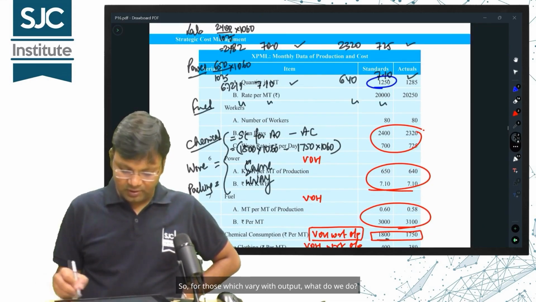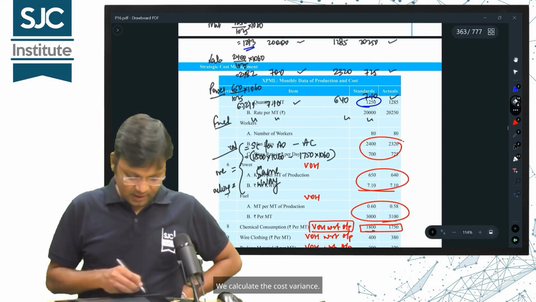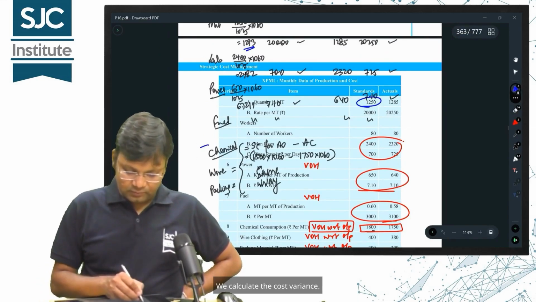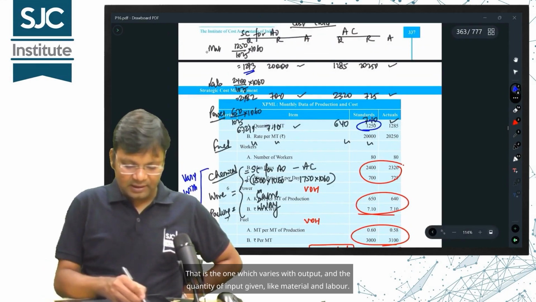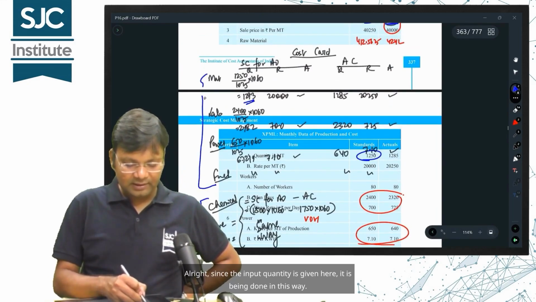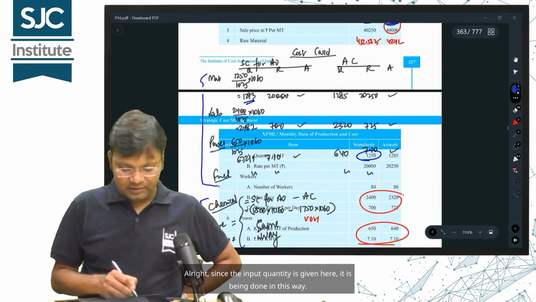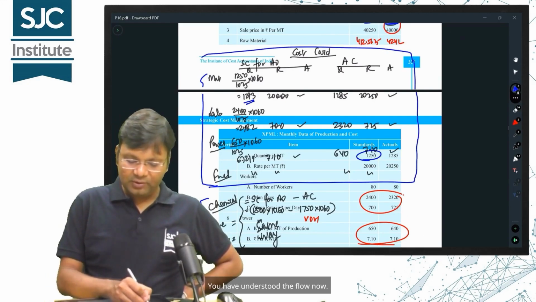So, for those which vary with output, what do we do? We calculate the cost variance. That is the one which varies with output and the quantity of input given, like material and labor. Alright, since the input quantity is given here, it is being done in this way. You have understood the flow now.